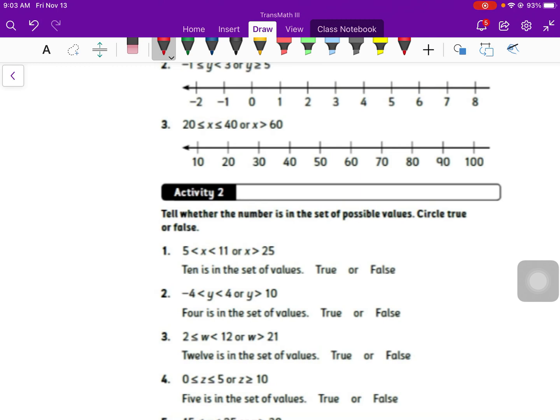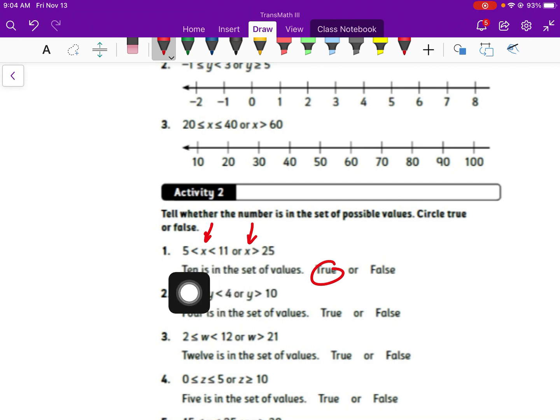It says 10 is in the set of values. True or false? You just have to identify, if I put in 10 for x, is one of those statements going to be true? Well, is 5 less than 10 and also less than 11? Yes, so this is true. I don't care that 10 is not greater than 25. I need one of these two statements to be true. You will never have both of them true.